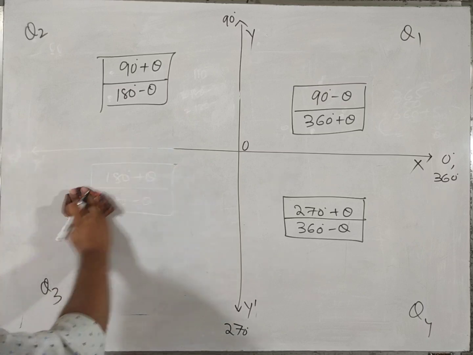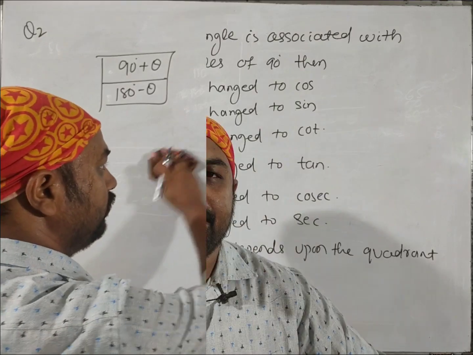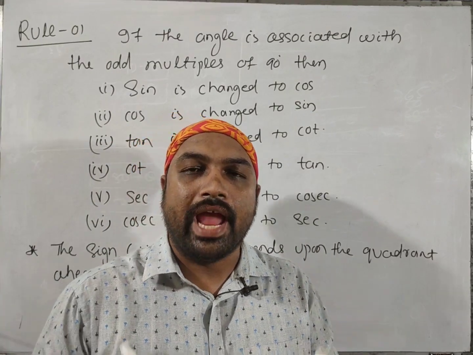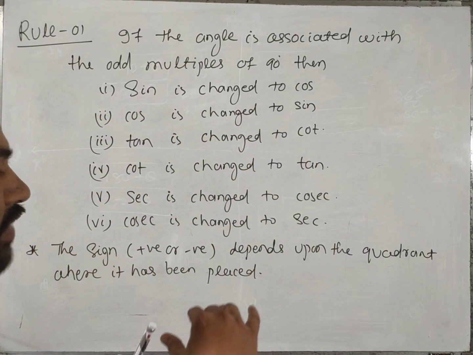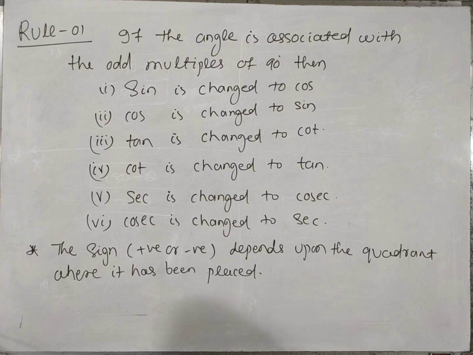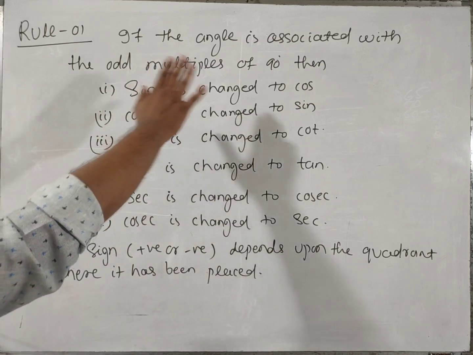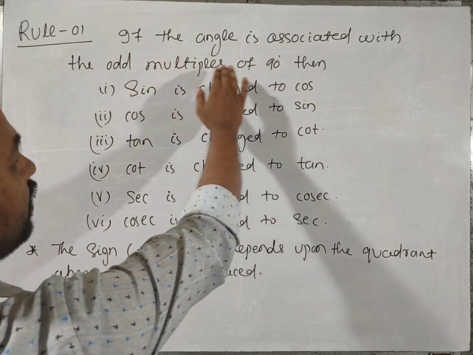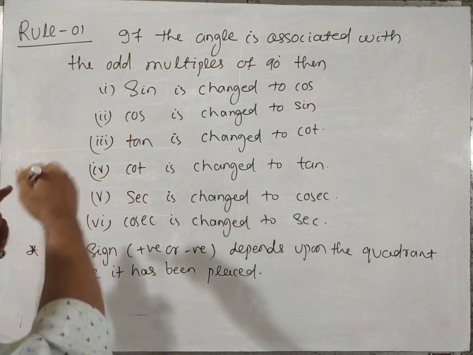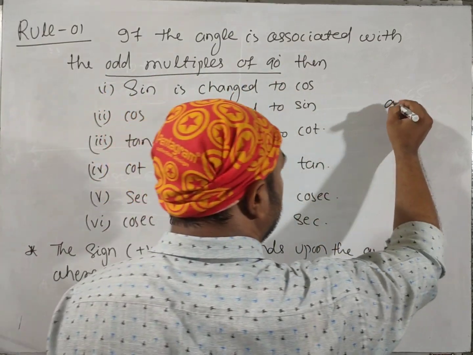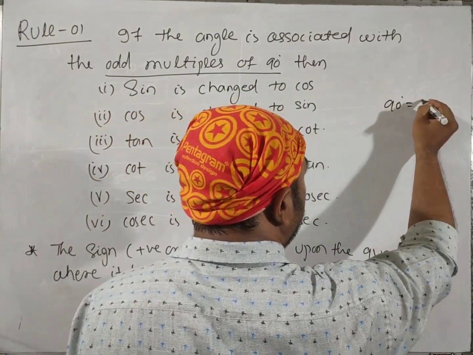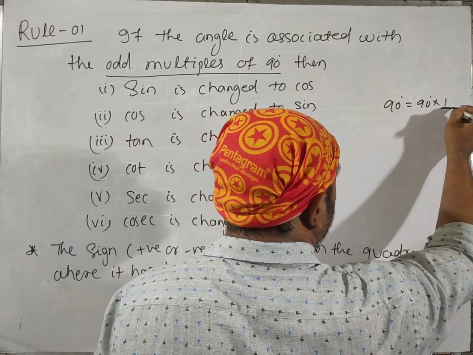Before going to the 8 trigonometry tables, let us discuss the two rules which are basically used in the trigonometry tables. Here it is the first rule: if the angle is associated with the odd multiples of 90 degree. What do we mean by odd multiples of 90 degree? Odd multiples of 90 degree means if there is 90 degree, then it is 90 degree into 1. This is odd.